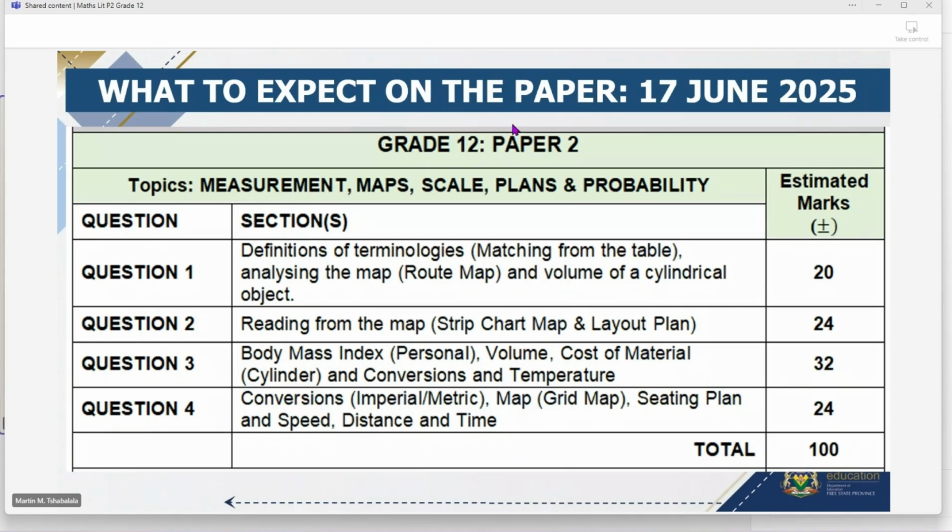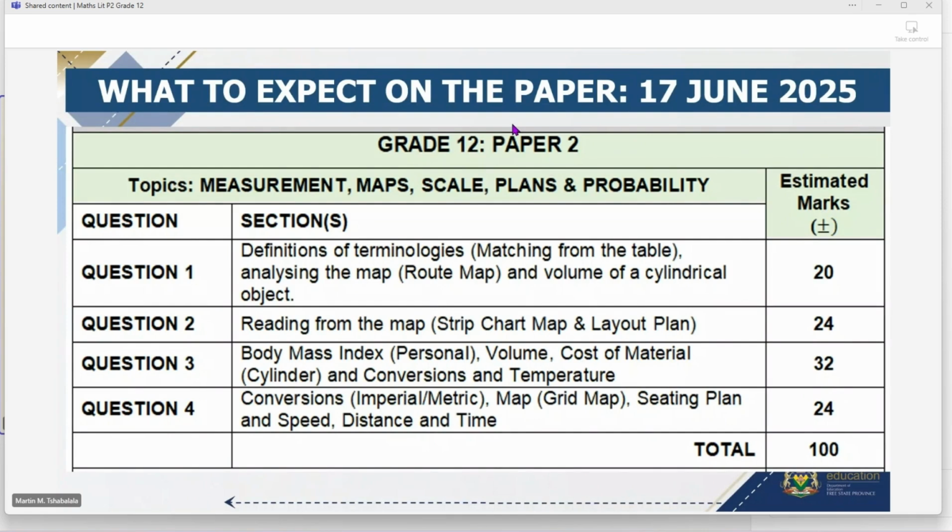These are the things that you must go and practice. Know how to calculate time if I'm given speed and distance. You must be able to play with the formula. We are saying you are manipulating the formula. You are making what is required the subject of the formula. Go and practice that. The seating plan, again, there it comes. The grid map, you must be able to do that.